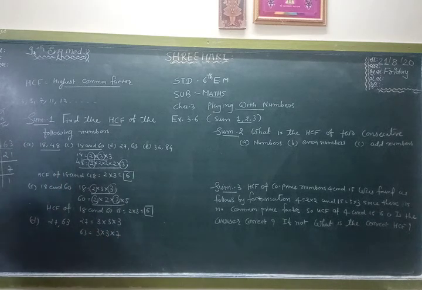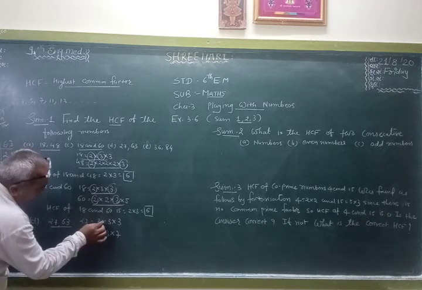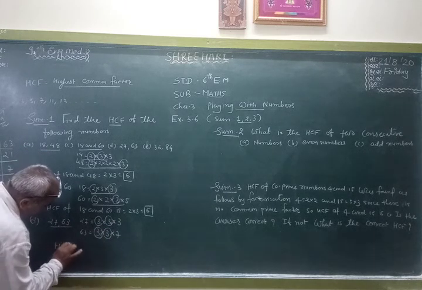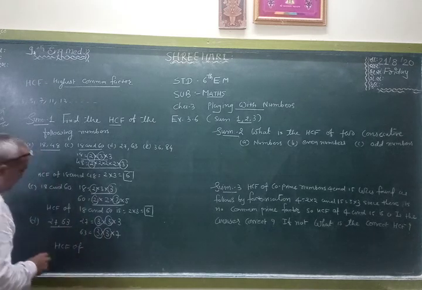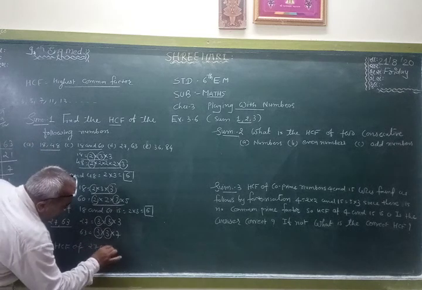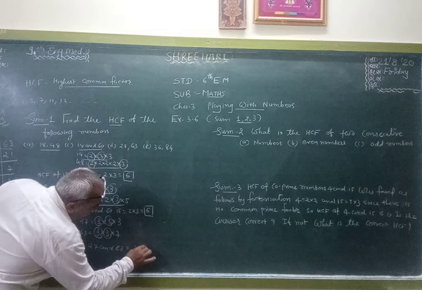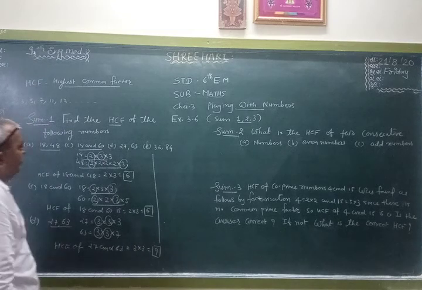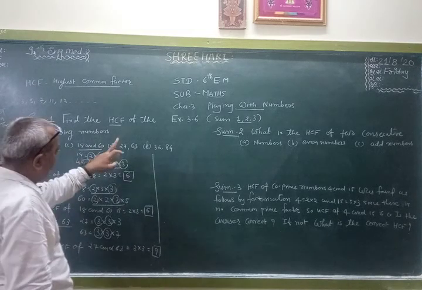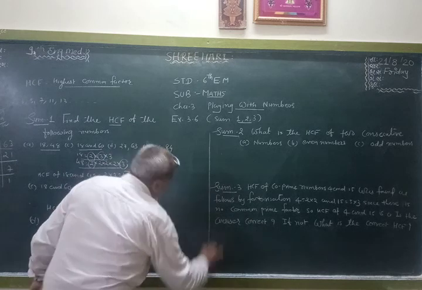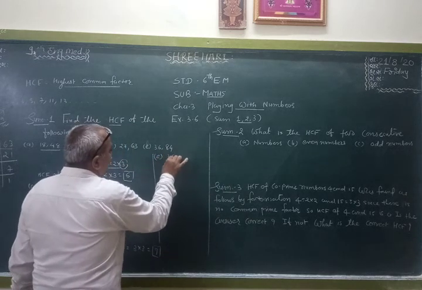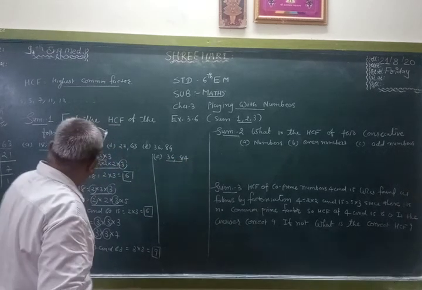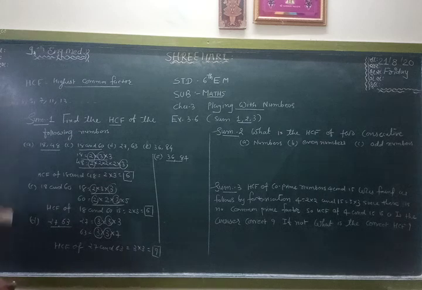Friends, you can see in these numbers 3 and 3 are both the same. So the HCF of 27 and 63 is 3 into 3, which is equal to 9. Now A, B, C and D are completed. Now E. 36 and 84. So first we do the prime factorization of 36 and 84. 36.